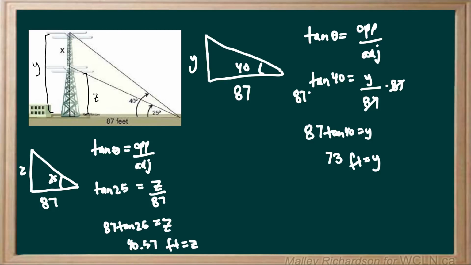So now that we have our large height of y and our small height of z, we can subtract these two heights to find our total distance of x. So to find x, we want to take our large height of 73 feet minus our small height of 40.57 feet to get our distance between the two towers of x. 73 minus 40.57 leaves us with 32.43 feet as our final answer.